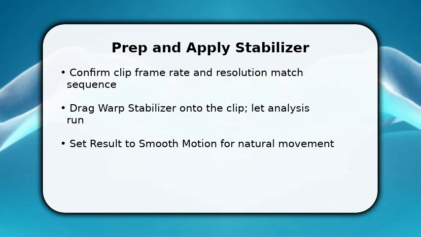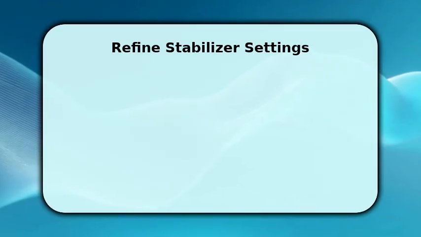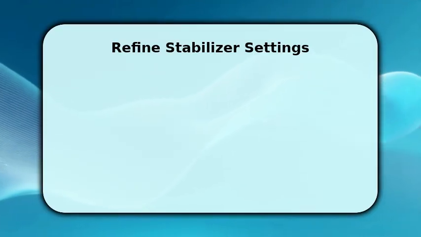Now you refine how Premiere smooths motion. Lower smoothness for subtle correction or raise it for aggressive shake removal. Start around 20–30% and tweak.